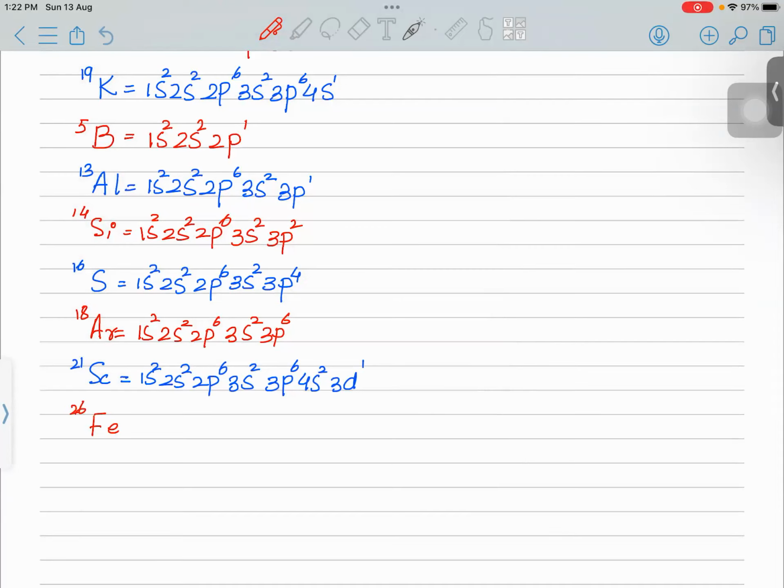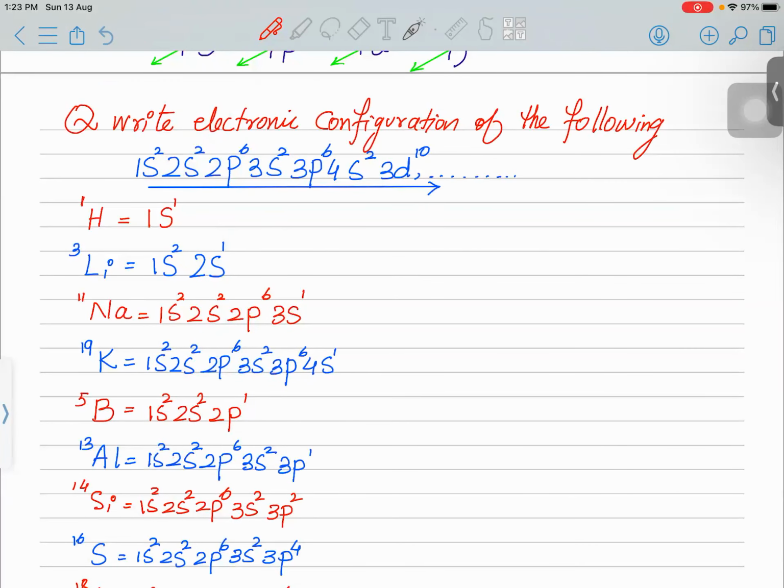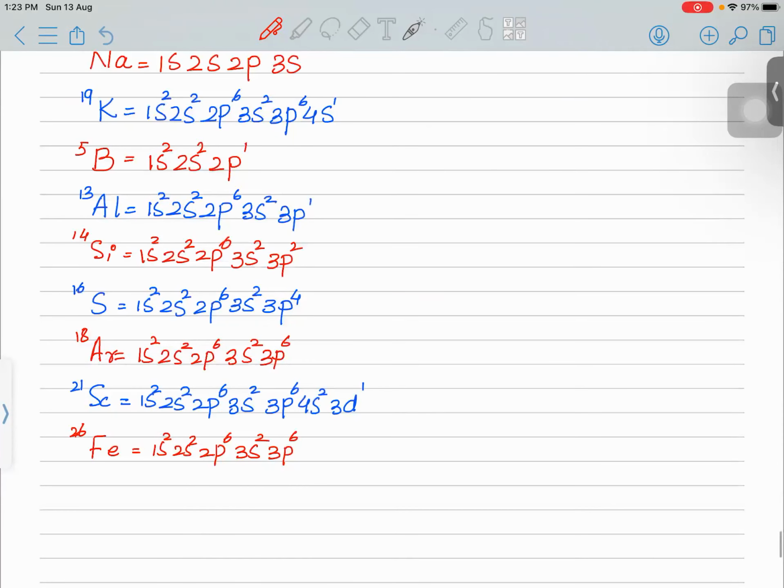Next is iron, 26. Yes, Mohammed. 1s2, 2s2, 2p6, 3s2, 3p6, 4s2, and then 3d. What's the formula? Could you show me the formula again, please? Yes, and then 3d6. Very good: 3s2, 3p6, 4s2, 3d6.